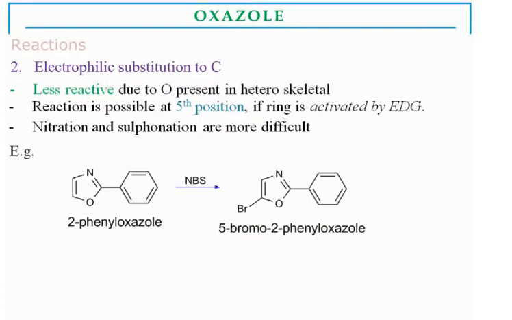Now reactions, electrophilic substitution to carbon, less reactive due to oxygen present in the heteroskeleton. Reaction is possible at the 5th position if the ring is activated by electron donating groups. Nitration and sulfonation are more difficult in oxazole. So you can see 2-phenyl oxazole converted into 5-bromo 2-phenyl oxazole in presence of NBS, N-bromosuccinimide.